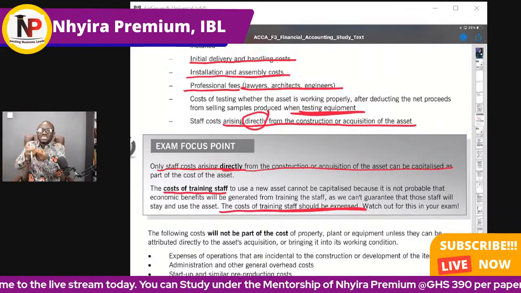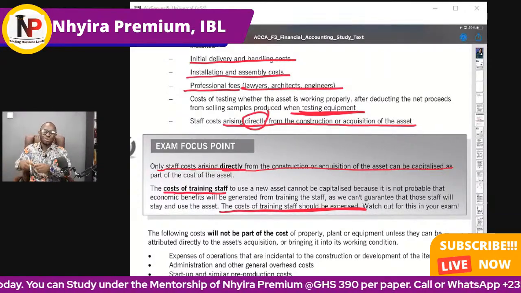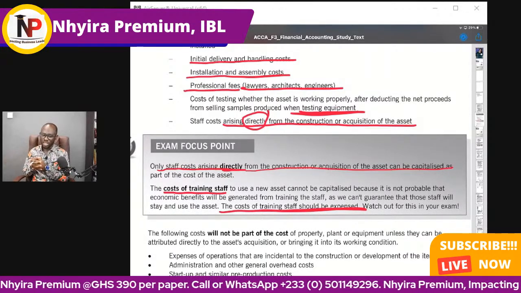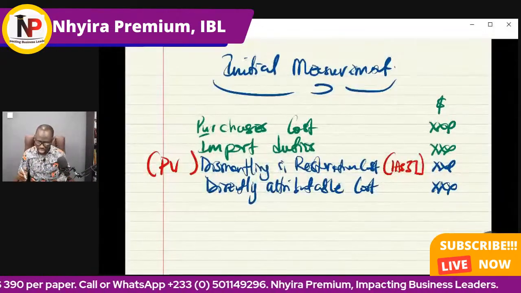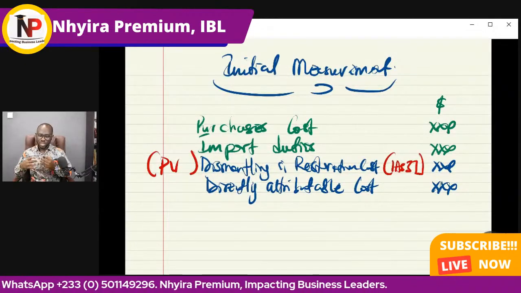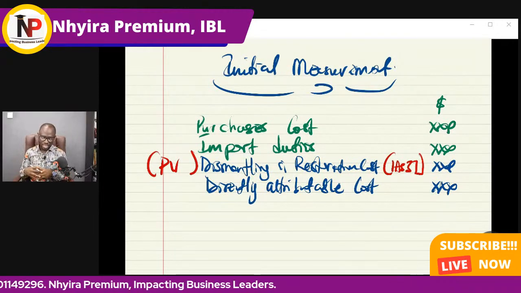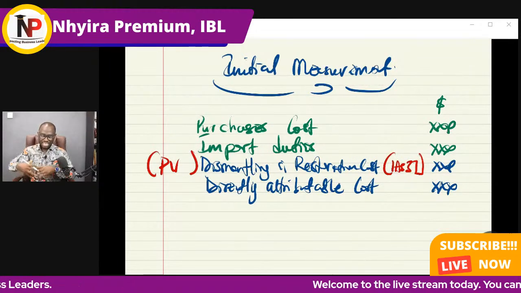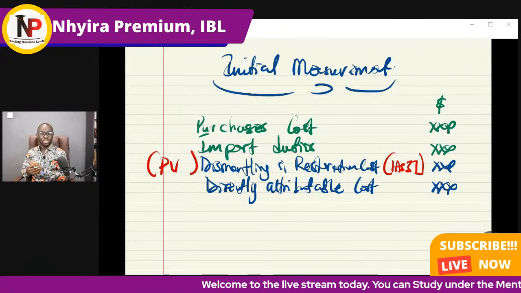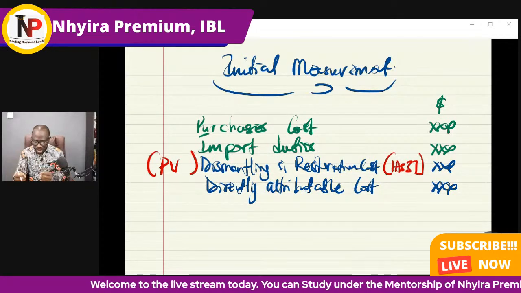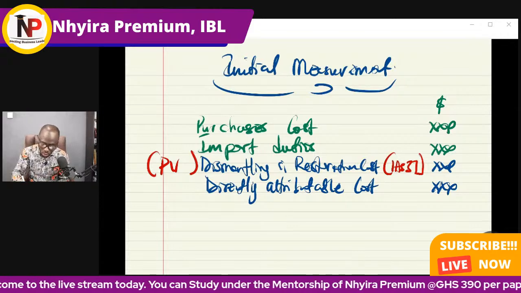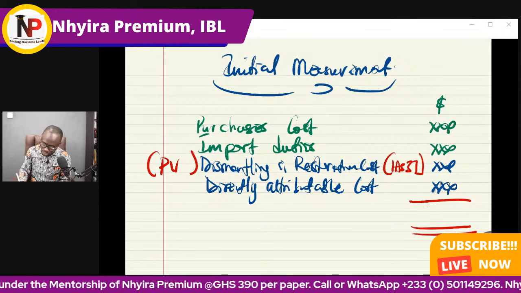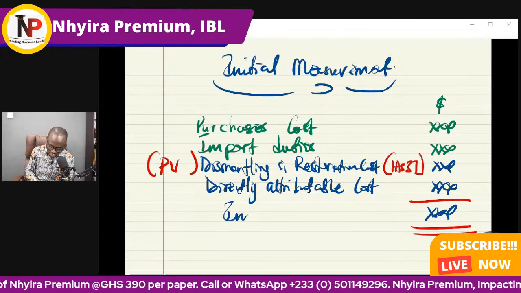However, if it relates directly to the construction or to the acquisition of the asset, that is what is included in the initial cost of the asset. I hope you get the idea here. So what are we saying? We are saying that the initial cost of an asset is the purchase cost, the import duties, the dismantling and restoration cost, as well as directly attributable cost. When we add these items together, that's what gives us the initial cost of an asset.